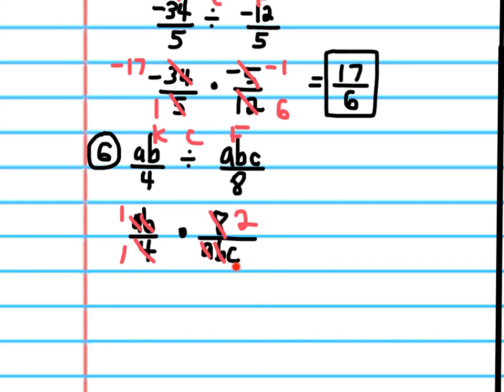On this part, this expression, we still have that C. So then you multiply across. You have 1 times 2, that's 2, and then 1 times C, that's C. And then this is your simplified fraction.